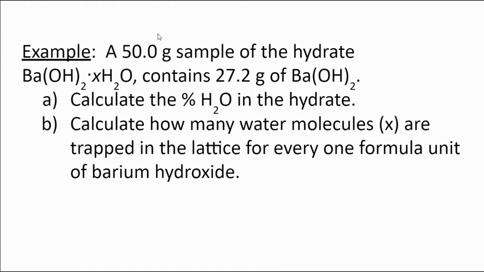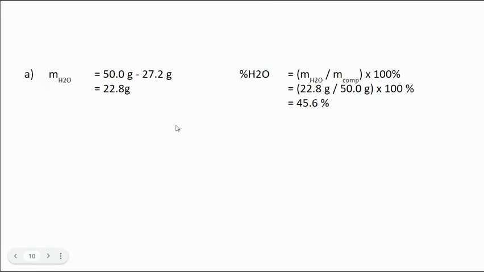So here, the total sample was 50 grams. I know that 27.2 grams of this is barium hydroxide. Well, that must mean the rest of it, the difference, is how much water there is. So I've shown my first calculation here. I found the mass of water by subtracting these two values.